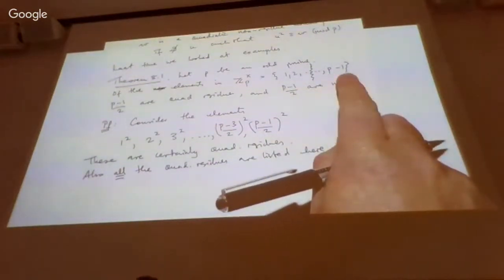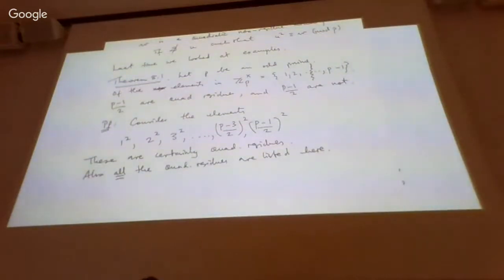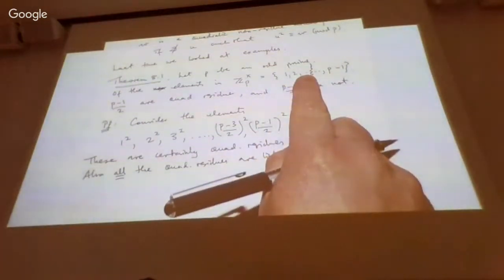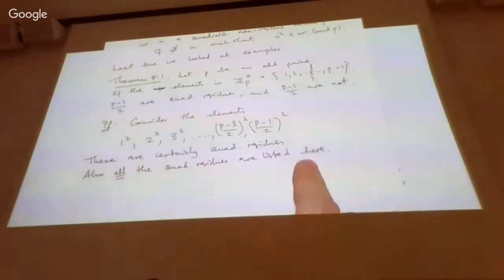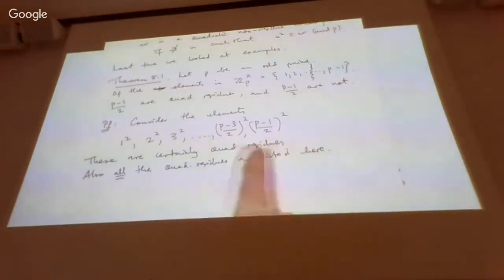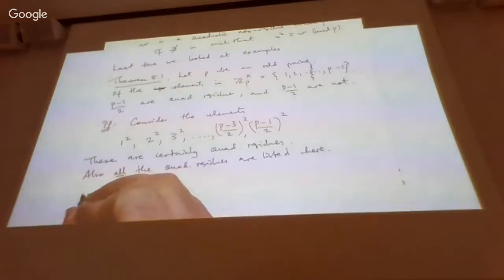P is odd, so P minus 1 is even. So they split exactly into 2 halves, with the last one in the first half being P minus 1 over 2, and the one before it being P minus 3 over 2. So all the quadratic residues are listed here.